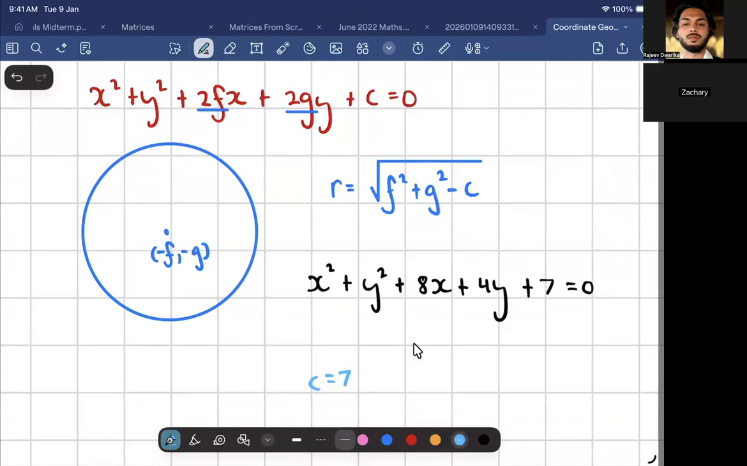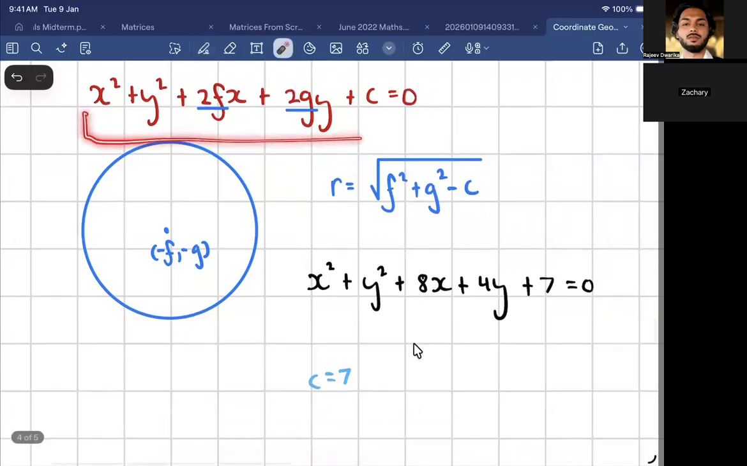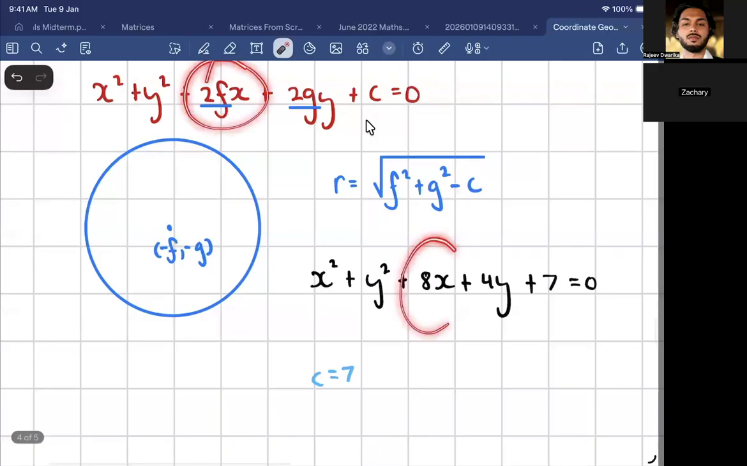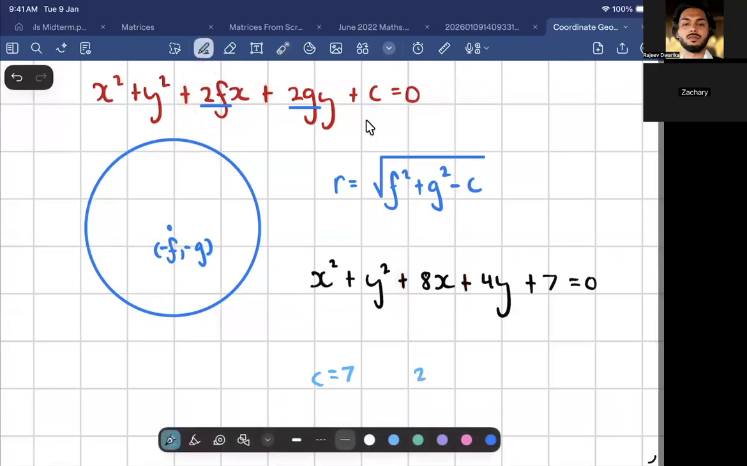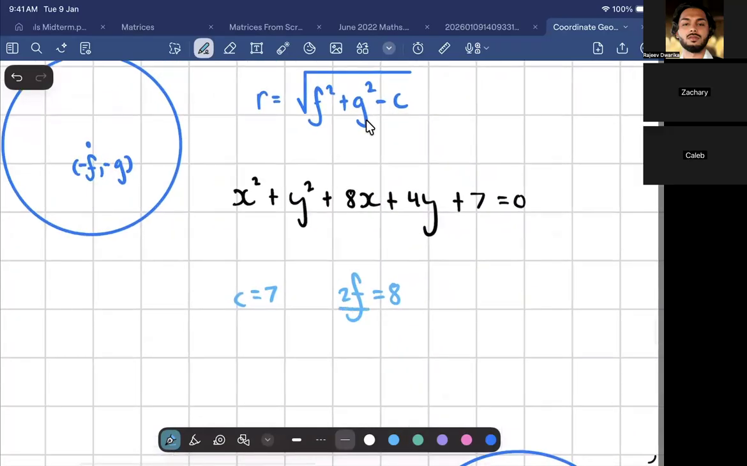So f would be the coefficient of x. Not so fast. Over here in the general form, what is the coefficient of x? 8. No, in the general form itself, 2f. So if you're comparing this to this, 2f would be equal to what? 8. So you divide by 2. Exactly. F would be 4. It's as simple as that.